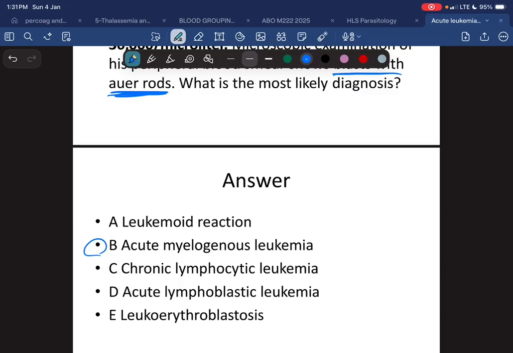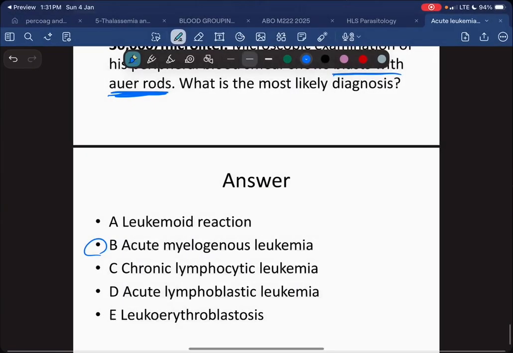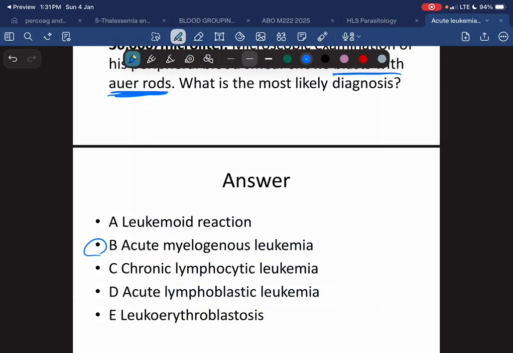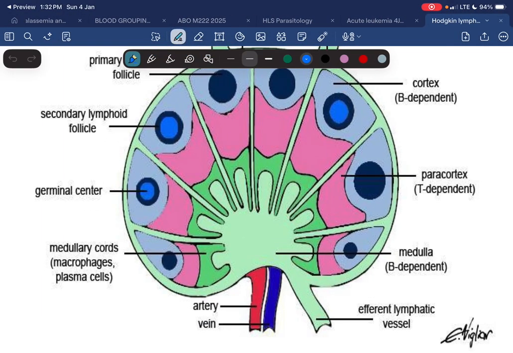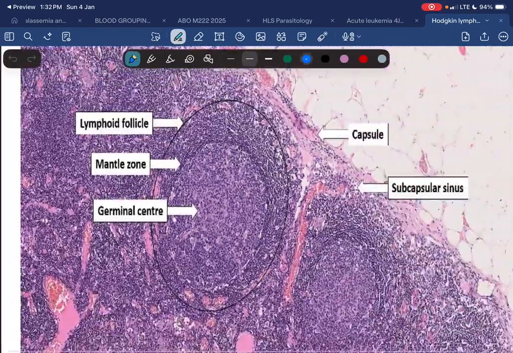Secondary lymphoid follicles: the primary lymphoid follicle gets what? Stimulated by exposure to antigen. By morphology, the primary lymphoid follicle is a small, dark, circular structure. While the secondary lymphoid follicles contain a pale center with activated lymphocytes; this center is called the germinal center.